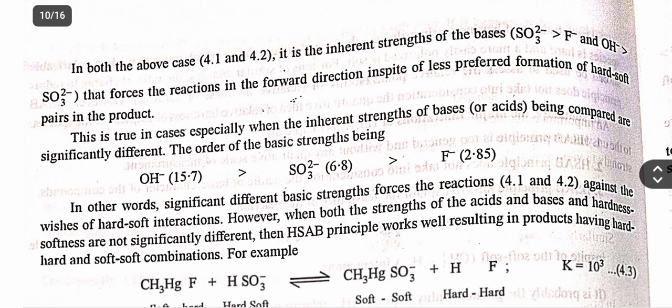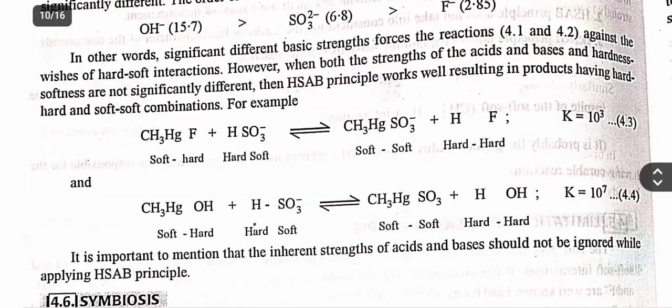This is true especially when the inherent strengths of the bases being compared are significantly different. The order of the basic strengths is OH-, having 15.7, greater than SO3 2-, having 6.8, greater than fluoride ion, having 2.85. In other words, significantly different basic strengths force the reactions 4.1 and 4.2 against the wishes of hard-soft interactions.